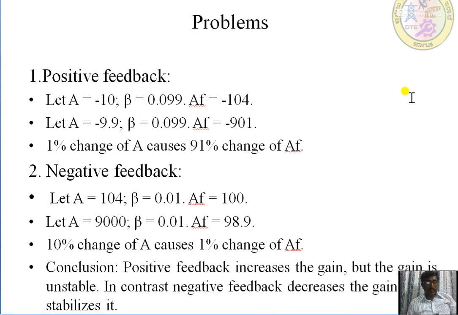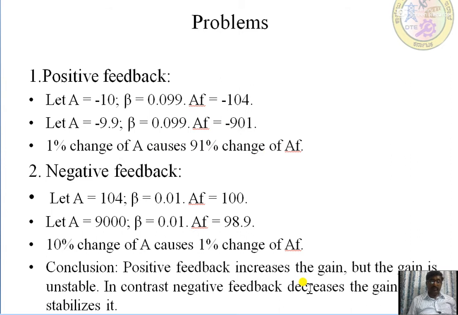Now we'll go through some problems. First, positive feedback. Let A be equal to minus 10, that is the gain is minus 10, beta is equal to 0.099, and AF is equal to minus 104. In the next case, A is equal to minus 9.9 and beta is equal to 0.99, and AF is equal to minus 901. So a 1% change in A causes a 91% change in the feedback amplitude.